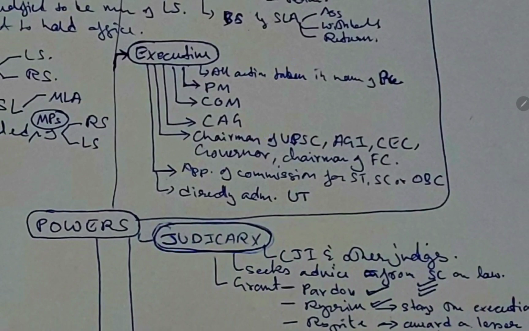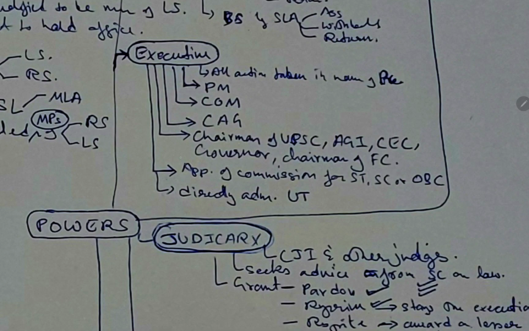Now, executive. Executive means he has to act in an executive capacity. What are the executive powers of the president? So all actions of the government are taken in the name of the president. Second, he appoints the prime minister, the council of ministers, the Comptroller and Auditor General of India, the chairman of UPSC, the chief election commissioner, the governor, and the chairman of the finance commission, right?